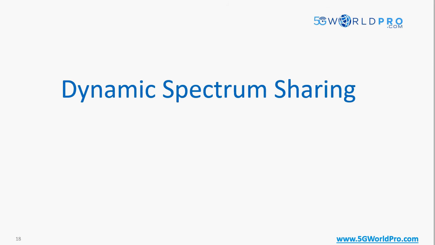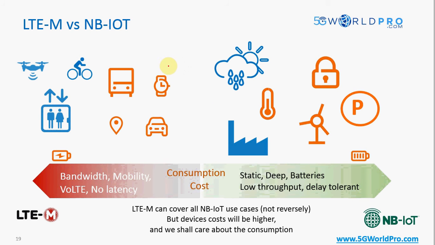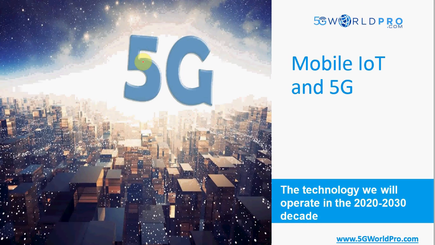The concept we are going to talk about is dynamic spectrum sharing. So what does it mean exactly? Let's have a comparison between the LTE-M technology and the NB-IoT technology. We will mainly discuss 5G and focus on mobile IoT, which are LTE-M and NB-IoT, because they are both 3GPP technologies.